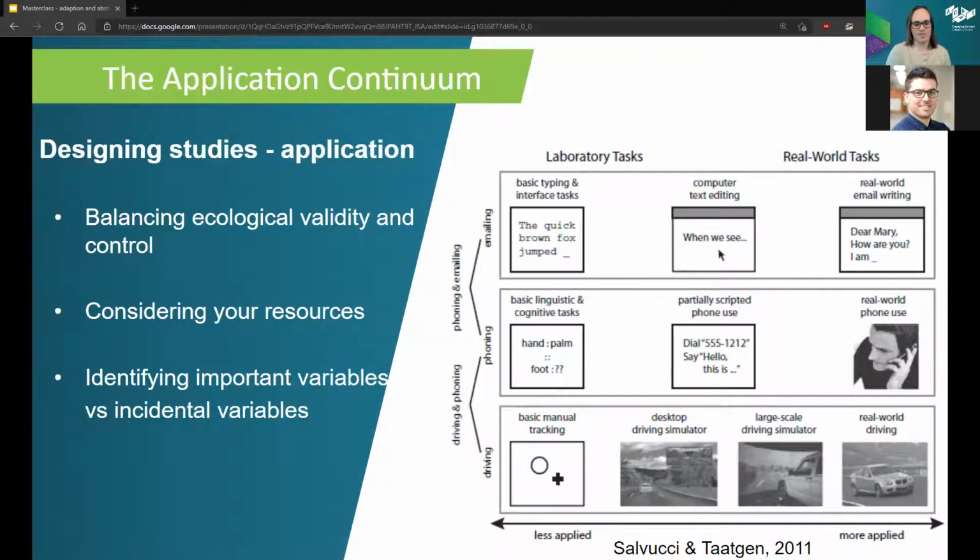In that case, maybe you can pick just some other task. Like they give the example of manual tracking, so keeping your eye on a circle as it moves around a screen. Maybe something like that would be a good enough stand-in for driving for what you're interested in. But it all depends what exactly you're interested in. It depends what your research question is.